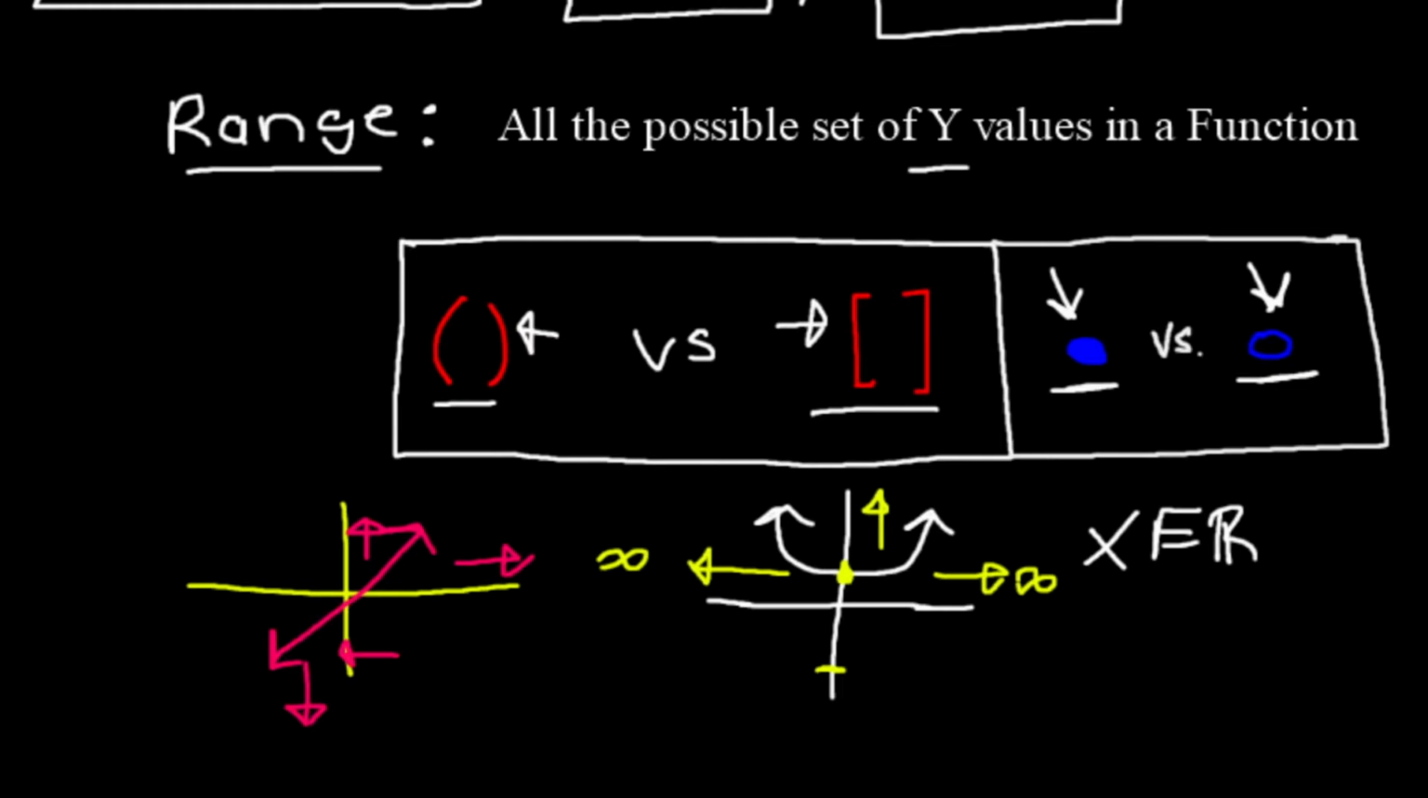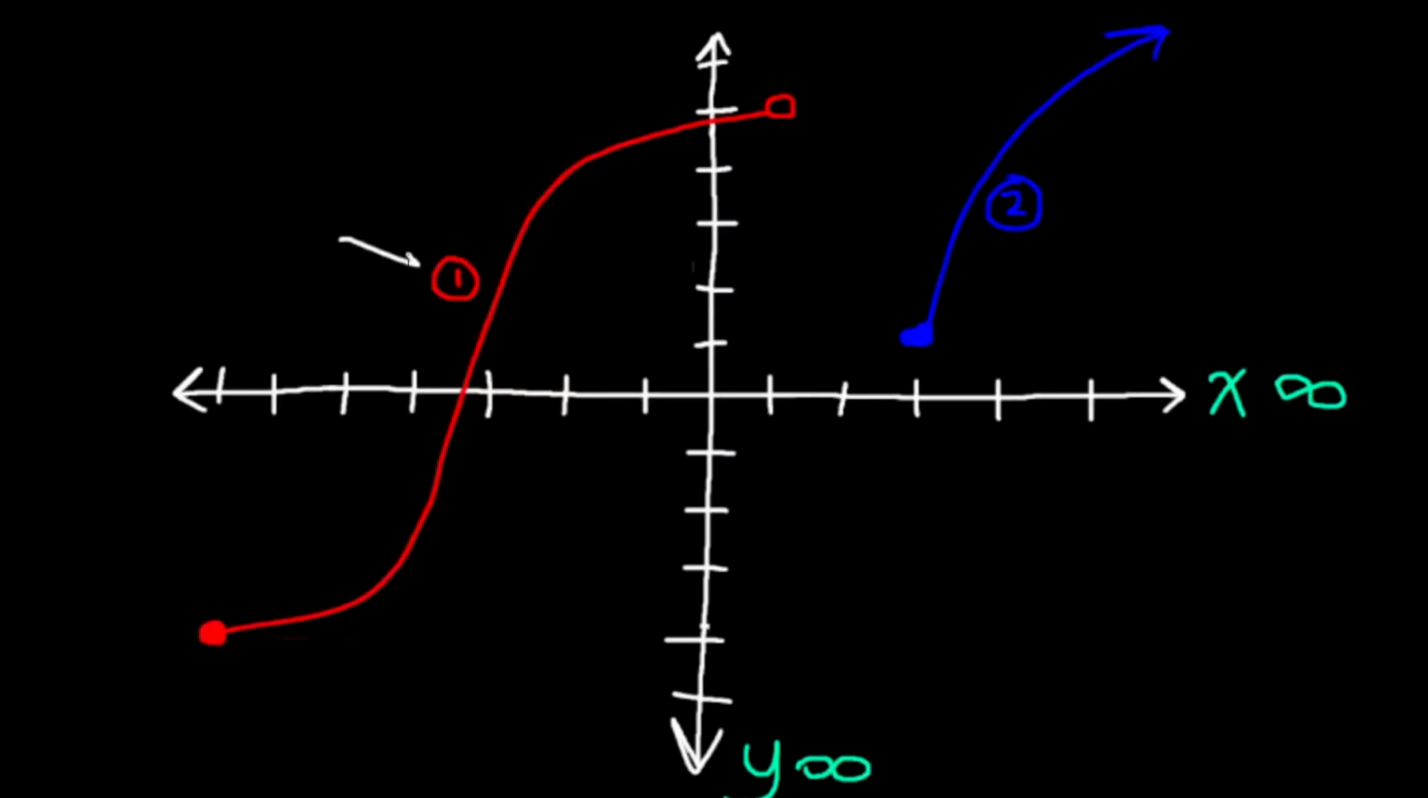Alright, let's start off with some examples and move on from there. We have example 1 right here and example 2. Let's start off with example 1 and work from there. Alright, so example 1 is this line right here. Make sure that you realize that this dot is filled and this dot is not filled.